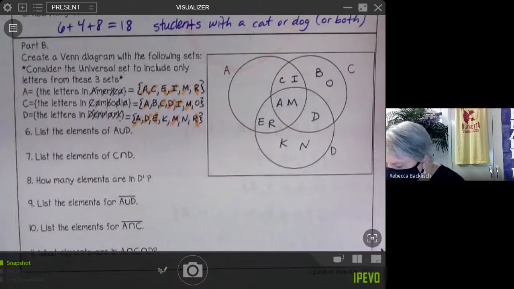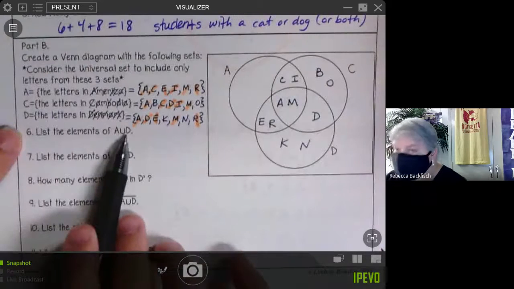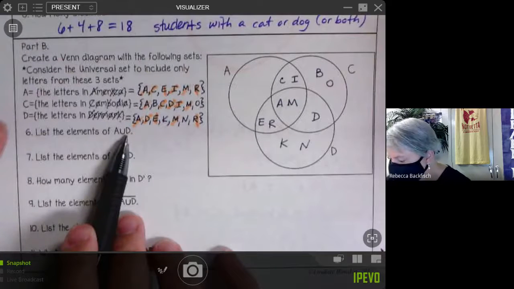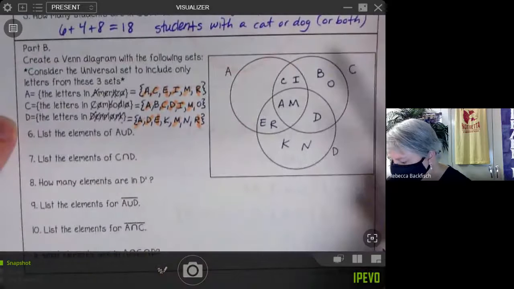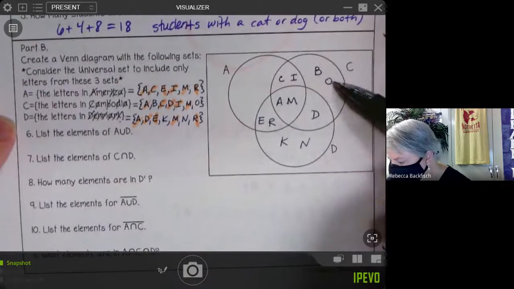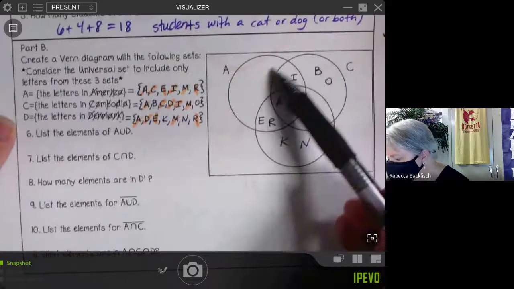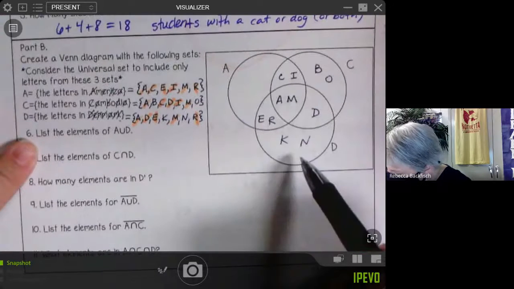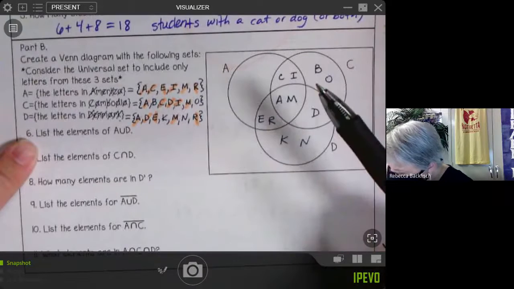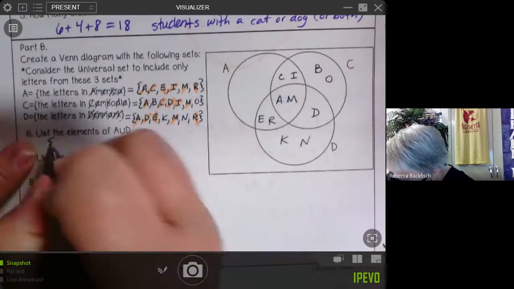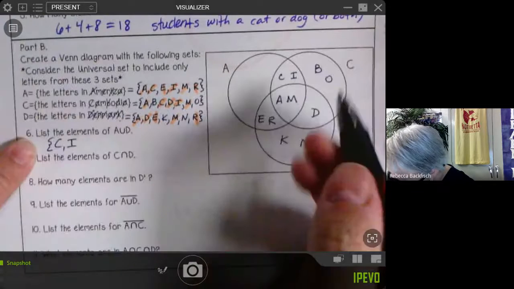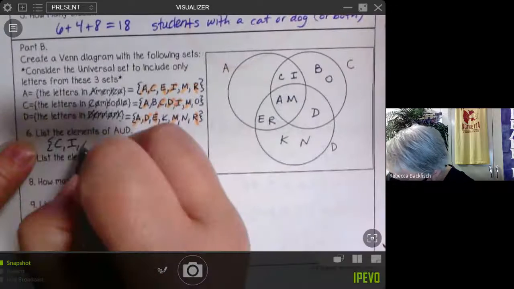Okay, so number 6, list the elements of A union D. So U means union. So that means anything in A, anything in D, anything in the overlap. So everything in either one of these circles. So not B, not O, is the stuff that's in A or D. So that's A. Kind of hard to do it alphabetically. I'm just going to skip the alphabetical part. C-I-A-M-E-R.